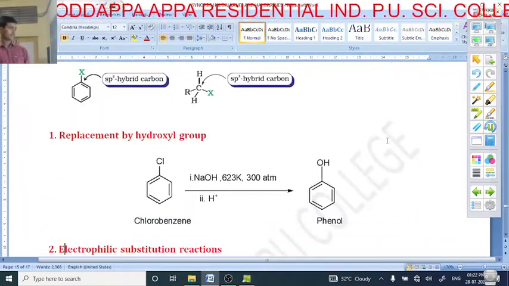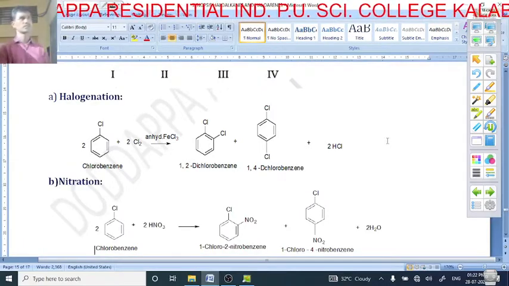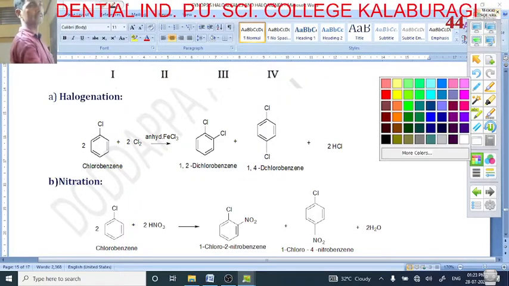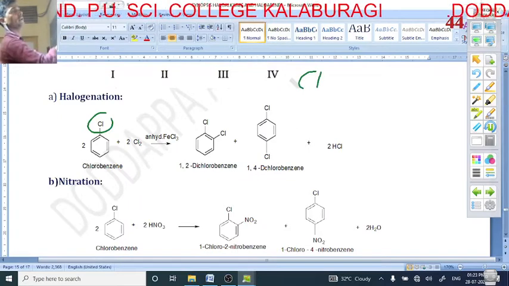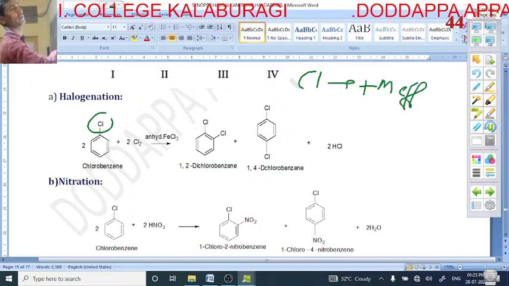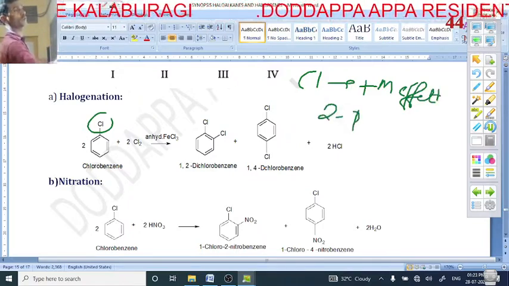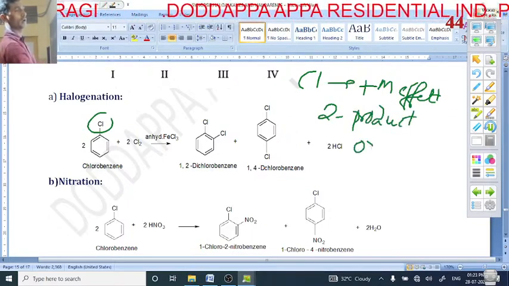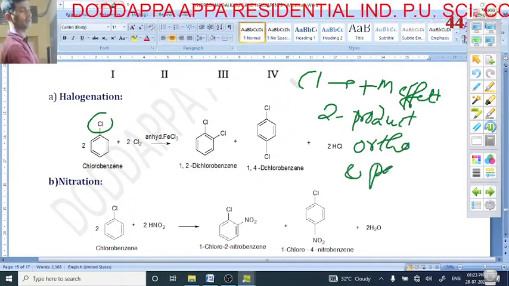Next is the halogenation reaction. So what is this halogenation reaction? Okay, I can discuss here. This is the Cl group. The Cl group shows a plus M effect. Plus M effect means it gives two products. What are those two products? Ortho and para.